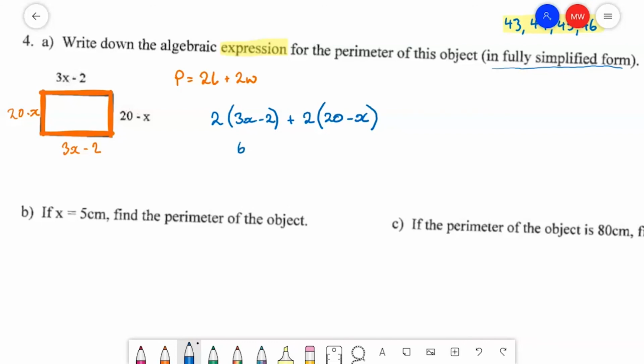2 times 3x makes 6x, 2 times minus 2 makes minus 4. 2 times 20 makes 40, and 2 times minus x makes minus 2x. Let's collect our like terms. I've got 6x minus 2x makes 4x, and I've got minus 4 plus 40 makes 36, and that's my expression right there.